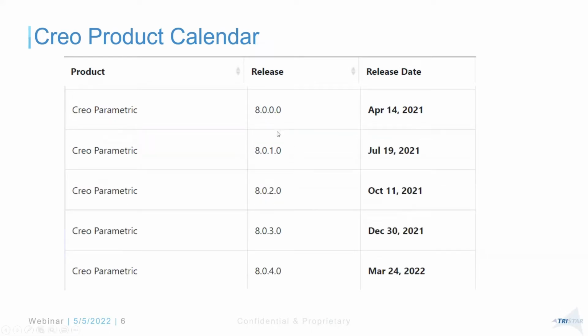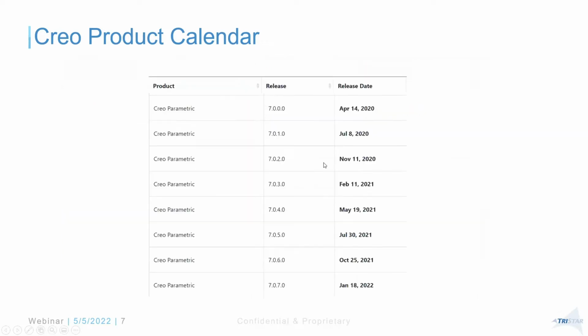Here's a quick snapshot from the product calendar from PTC that I took this morning: Creo 8 was released in April 2021, and Creo 7 in April 2020, in the middle of the pandemic, during the peak of that time. So Creo 7 has been out for 2 years now, and Creo 9 just got released about 2 weeks ago.